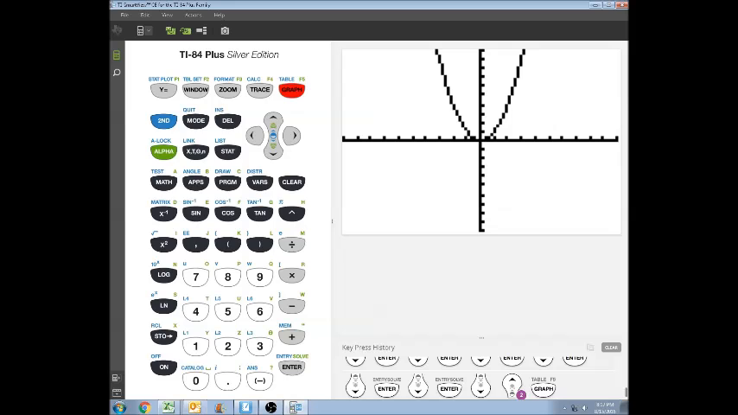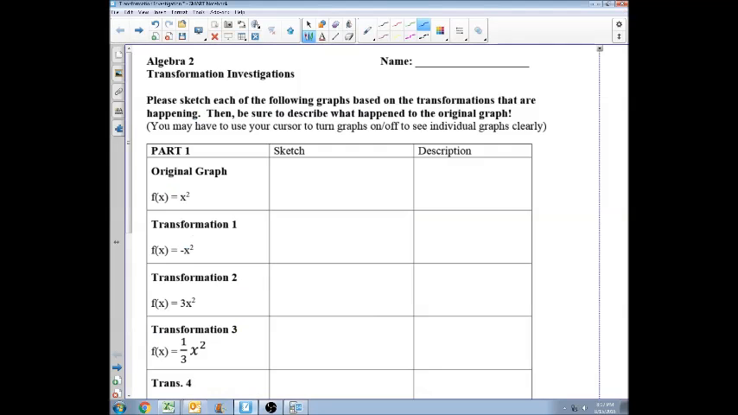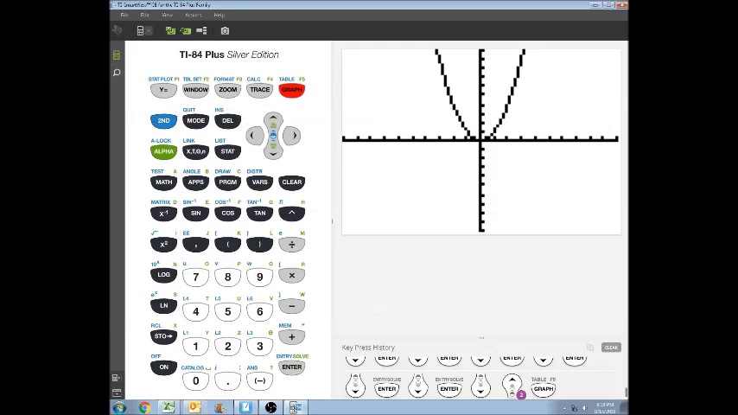What we want to do is go back to our original paper and sketch x squared. Remember, it touches right at 0, 0, goes up. Don't forget your arrows. This is known as a quadratic. Now, to see what kind of transformation happens, I'm going to go back into my graphing calculator. There will be no description on this one, really, because that's talking about the description of transformation. There is no transformation at this point.